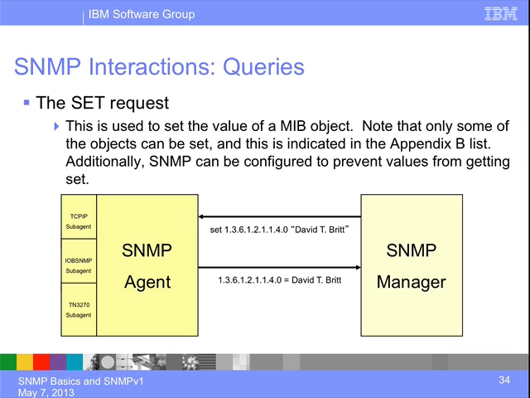The SET request allows a manager to change the value of an object on the agent. In this case, the manager must know the exact OID of the object to be set. Also, not every object can be set, as some are read-only. Additionally, it is possible to configure an SNMP agent or subagent to not allow objects to be set. When an object is set, the response by the agent simply echoes the new value.